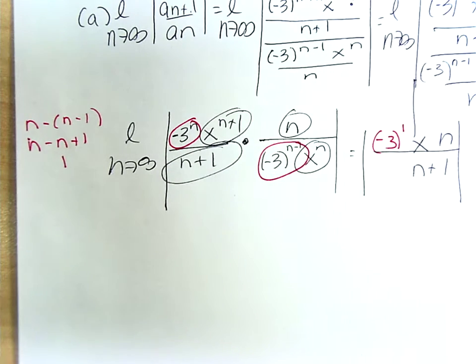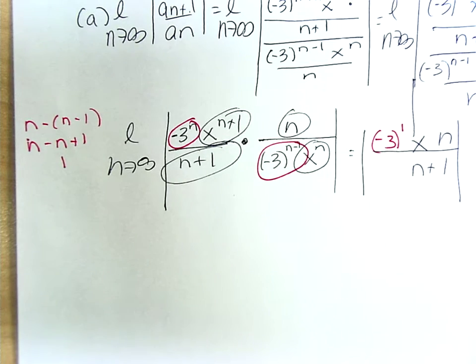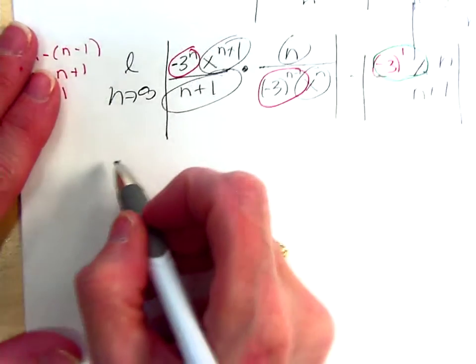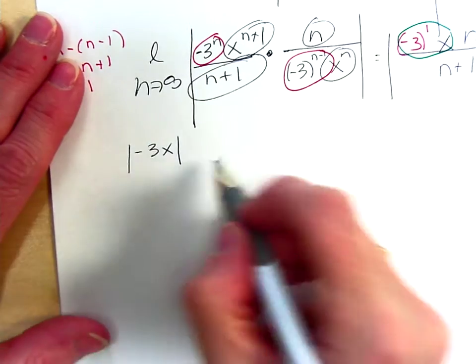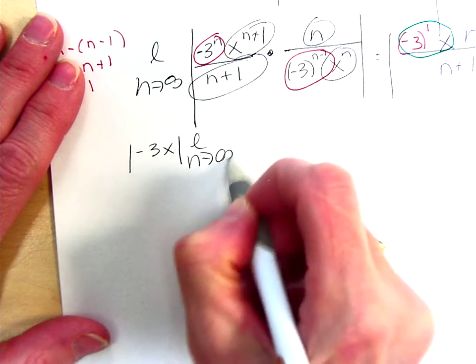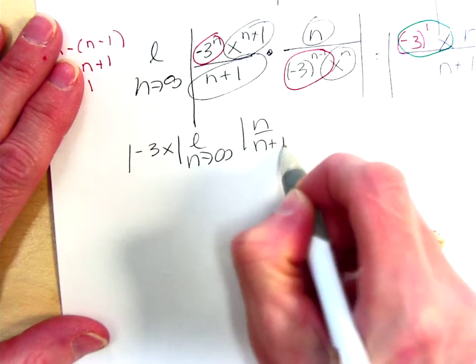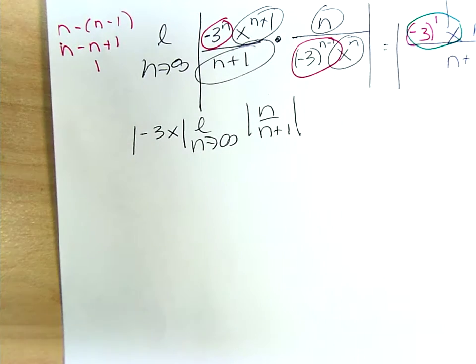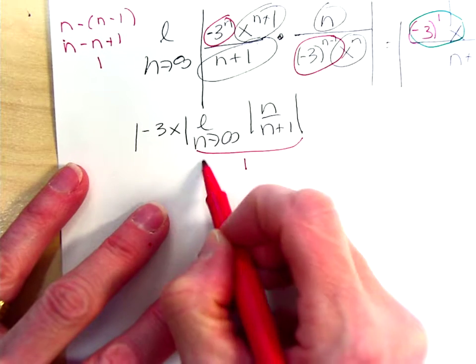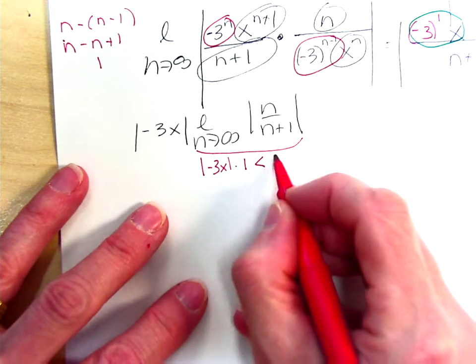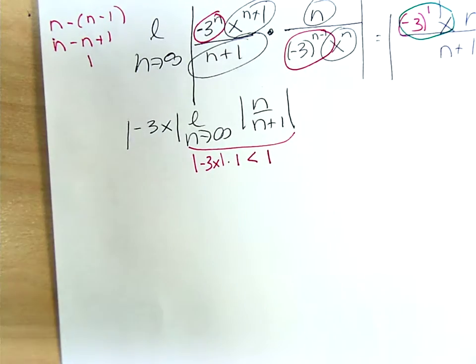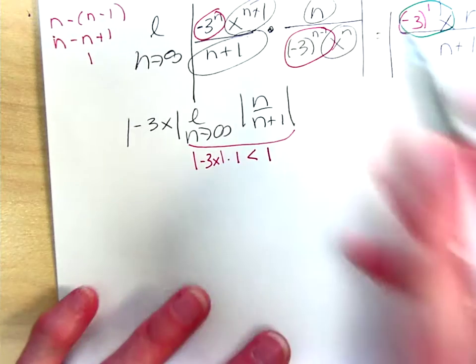So using what we talked about before, anything that's not involving n, we move to the front. So this becomes the absolute value of minus 3x, the limit as n goes to infinity of n over n plus 1. So after doing so many ratio tests, we know that this is 1. So we have the absolute value of minus 3x times 1 has got to be less than 1 for convergence. So I have to solve this inequality.